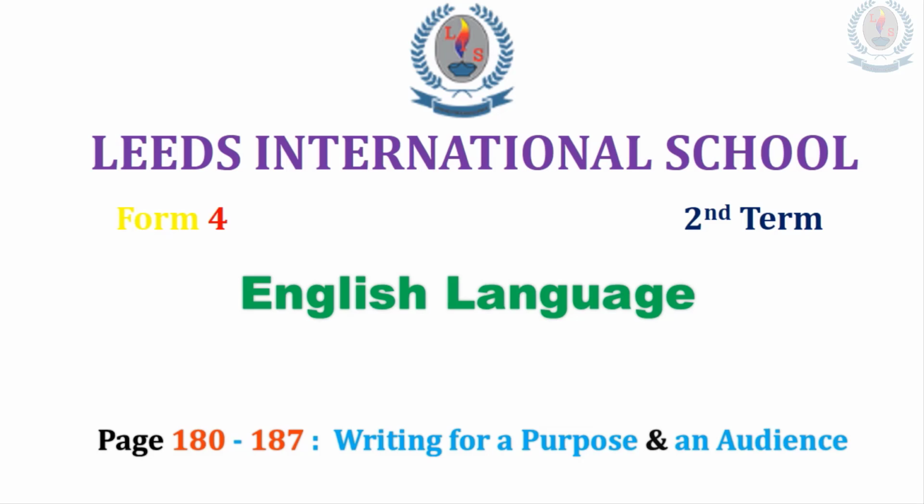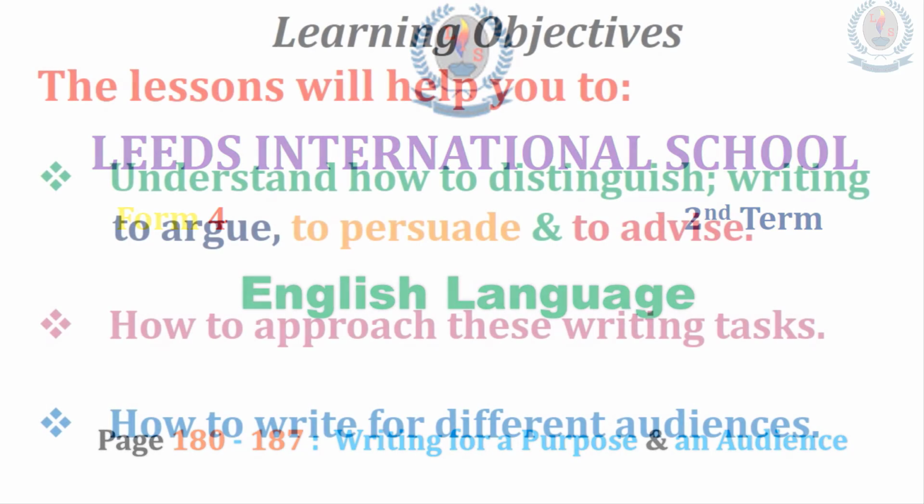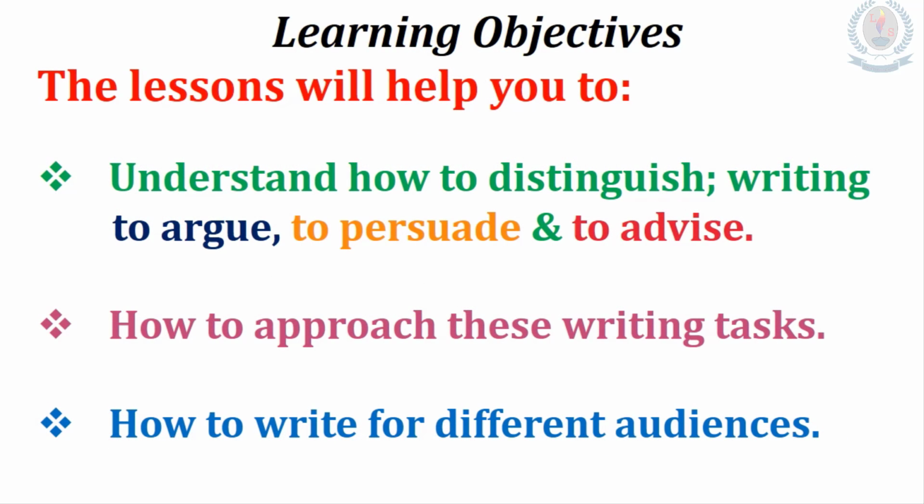Leeds International School, Form 4 Second Term English Language, Writing for a Purpose and an Audience. Page numbers are 180 to 187. The lessons will help you to understand how to distinguish writing to argue, to persuade and to advise, how to approach these writing tasks, and finally, how to write for different audiences.